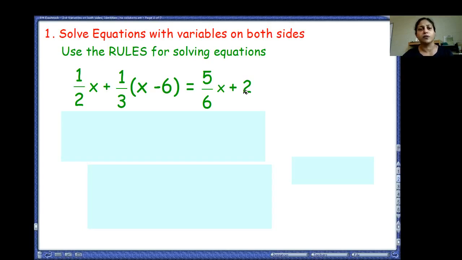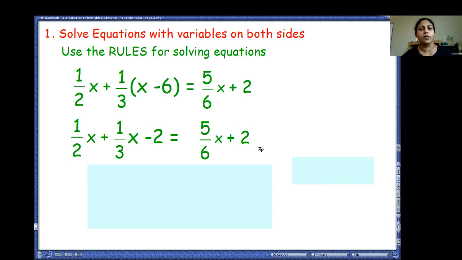So the first thing we're going to do is distribute the 1/3. And so it will look like so. The 1/3 x and the 6 times 1/3 will become 2. Now I want you to take each term. Now we have 3 terms on the left and 2 terms on the right. Now you're going to take each term and put parentheses around each one like so.